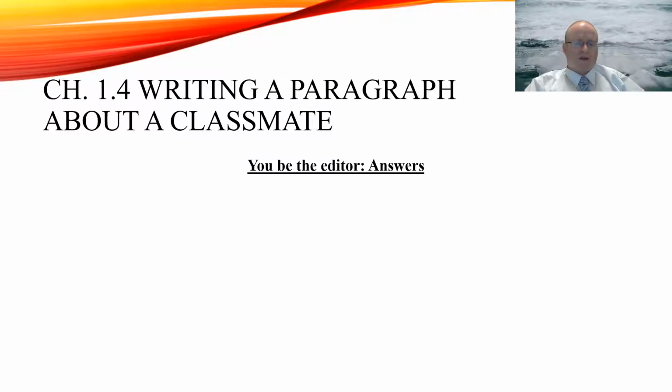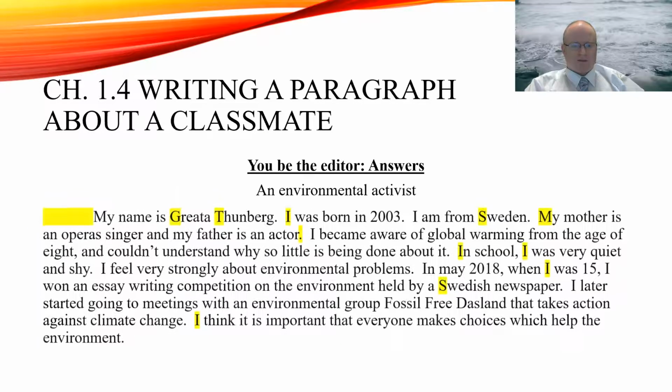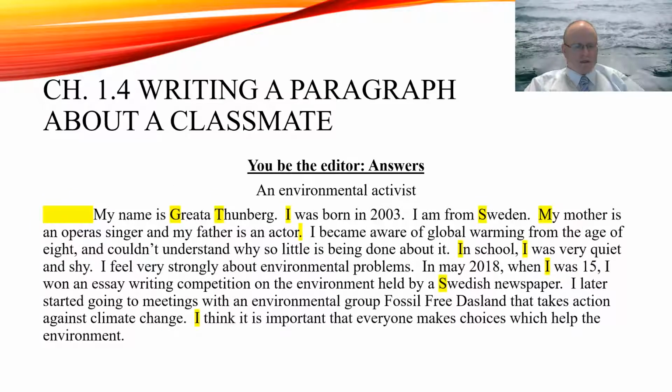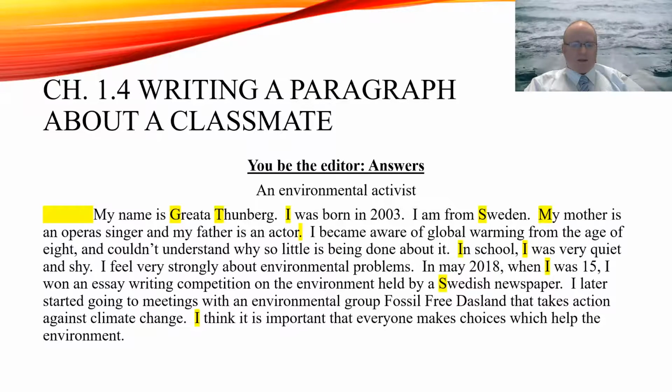Okay, if you finished writing the paragraph, let's take a look at the corrections you should have made. Got a title, an environmental activist. Notice we need to indent the first sentence in the paragraph. And we start with, my name is Greta Thunberg. We have to capitalize G and T because it's a proper noun. It's the girl's name. We always capitalize the first letter in a sentence.